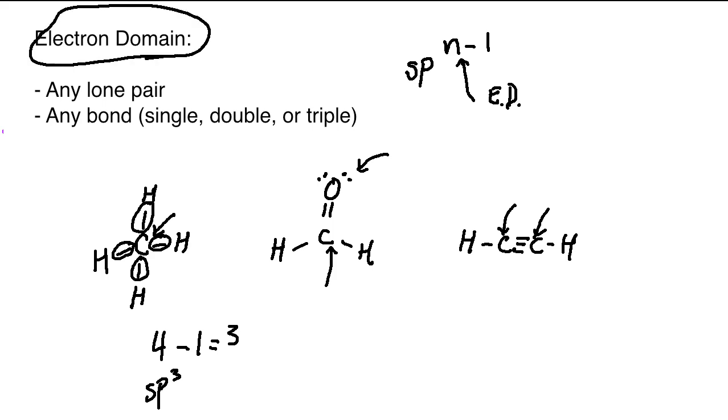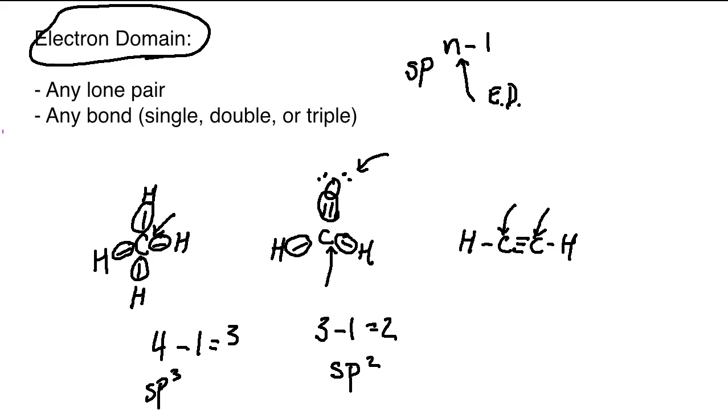So if I take a look at this carbon, it has 1 single bond, 2, there's a single bond, and then 3, here's a double bond. Remember, the double bond will only be counted as 1 electron domain. So 3 minus 1 equals 2. That means sp2 for the hybridization.